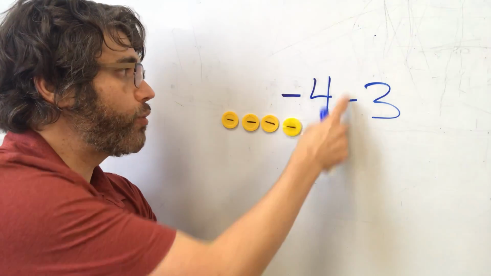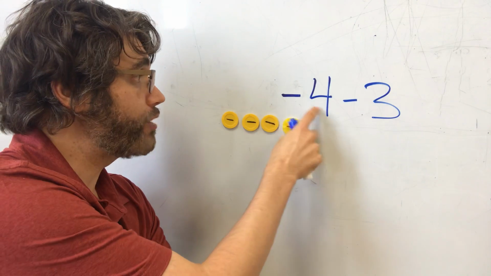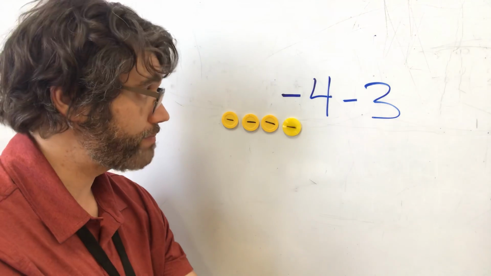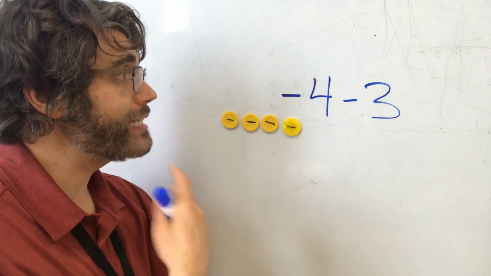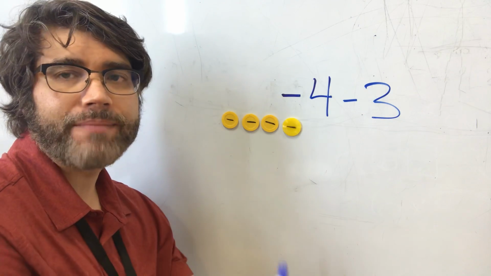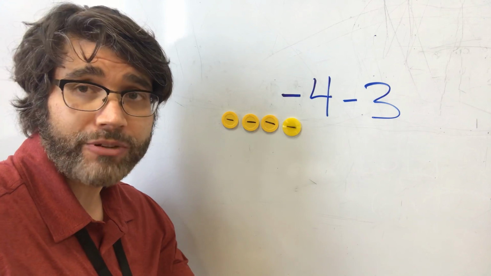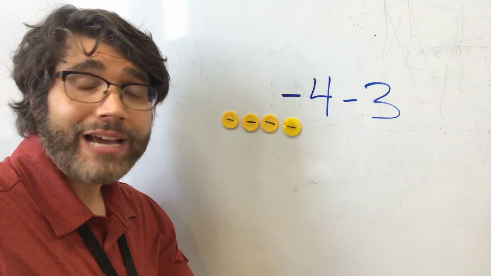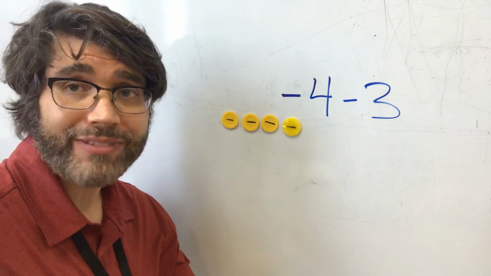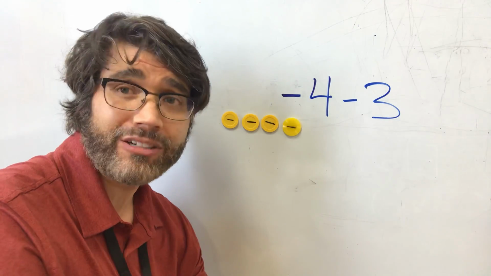So you have $4 of debt. These negative numbers are debt. So you have $4 of debt, and that's represented with these four poker chips. And then you take away $3. So here's the thing. When you have $4 of debt and someone tries to take away $3 from you, you're really down on your luck because you already didn't have any money to give. And now they're asking for $3 additional dollars.